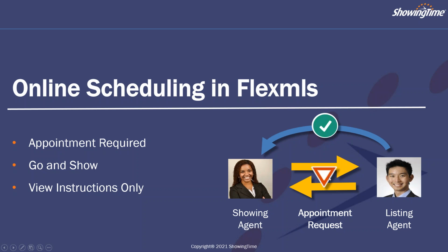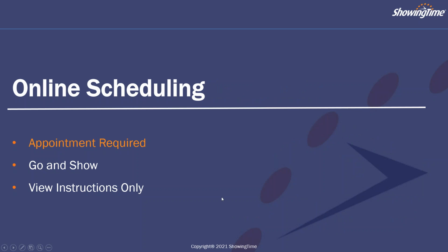All right, so those were the 4 different ways you can receive all your notifications from ShowingTime. When we head over to your agent setup in a little bit, I'll show you how you can set your preferences there. But next, we're going to walk through scheduling appointments in FlexMLS. We'll walk through scheduling appointments on listings that are set to the 3 different ways a listing agent can configure their showings: appointment required, go and show, and view instructions only. And we'll talk about each one.